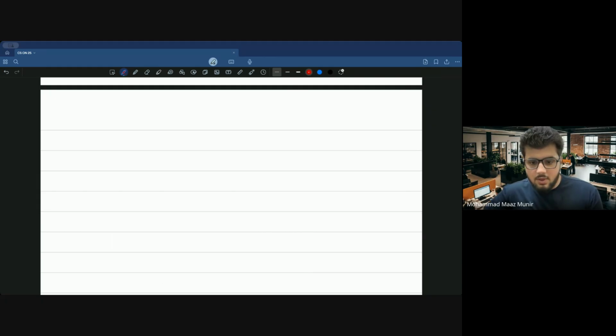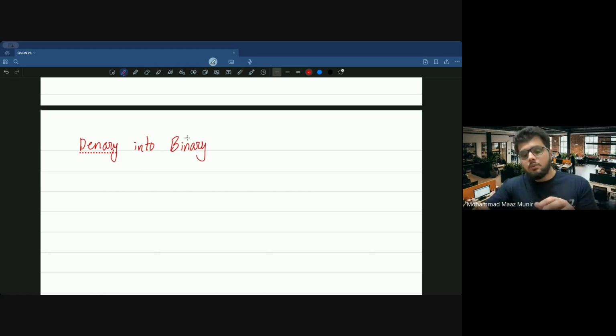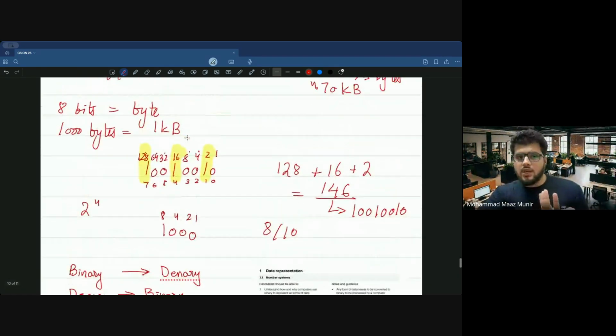Bismillahir Rahmanir Rahim. Today we are going to be covering the second part of our very first topic, data representation. We are basically going to be studying how we convert denary numbers into binary. Yesterday we studied how we convert binary numbers into denary numbers.